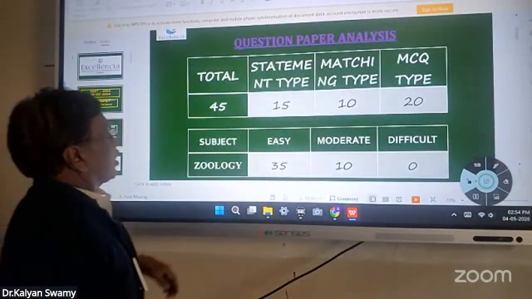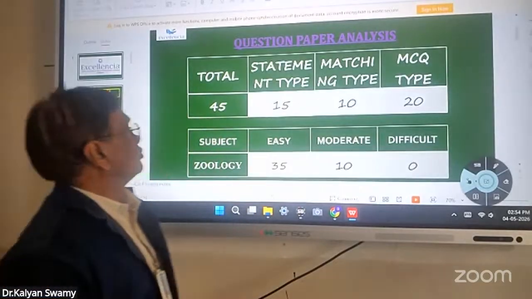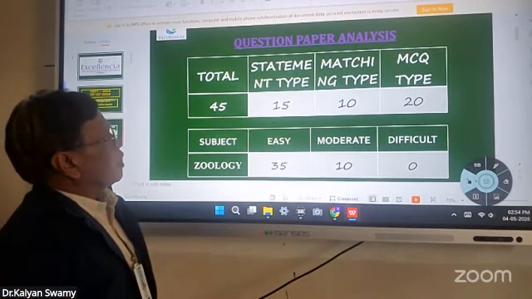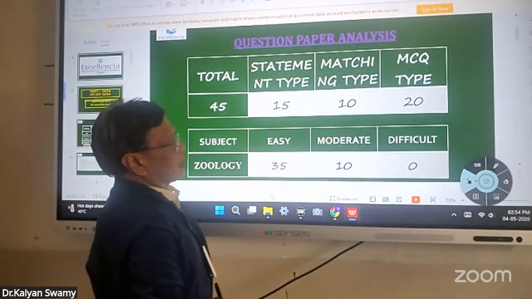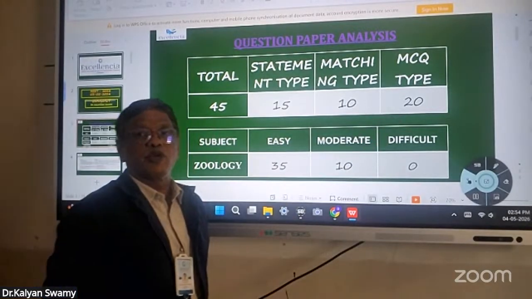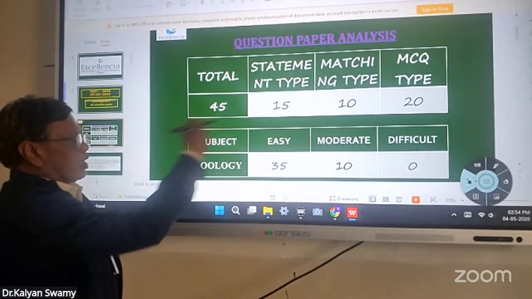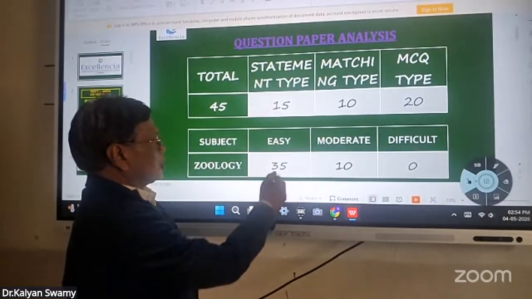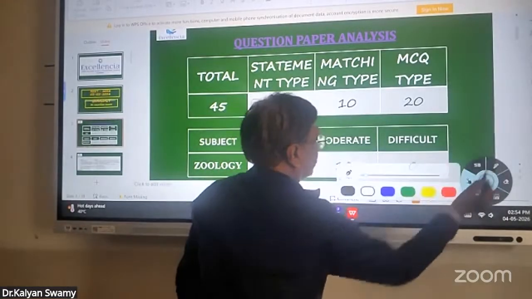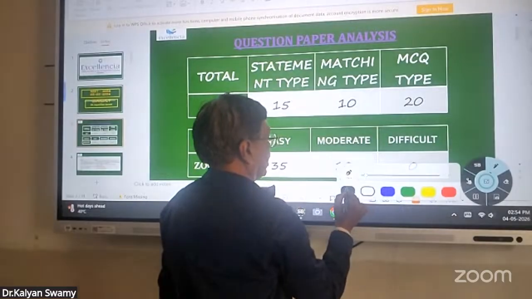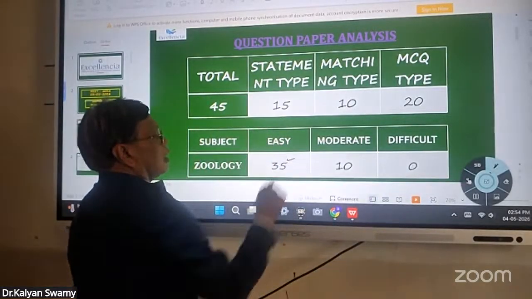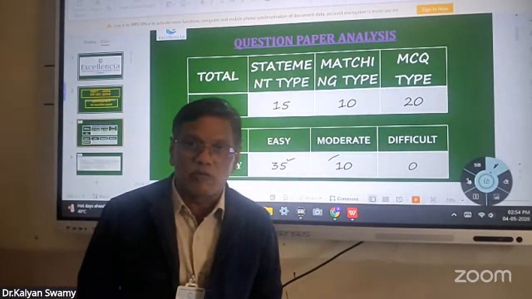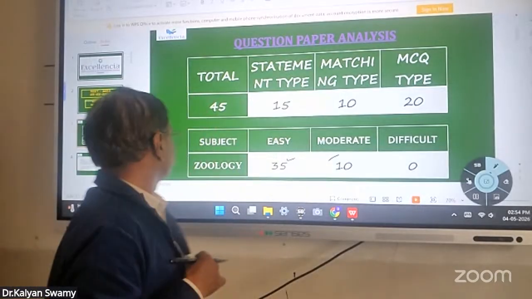In total, that paper includes 45 zoology and 45 botany questions. Out of 45, 15 questions are statement type and 10 questions are matching type. Only 20 questions are MCQ type. Overall, 35 are very easy and 10 are moderate. There is no difficult question that we cannot solve.